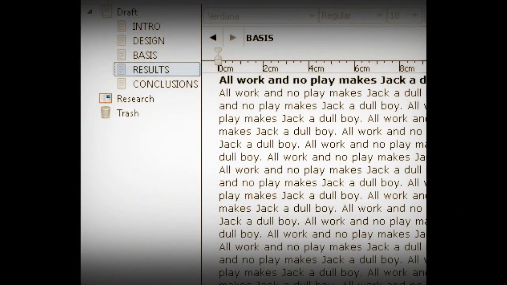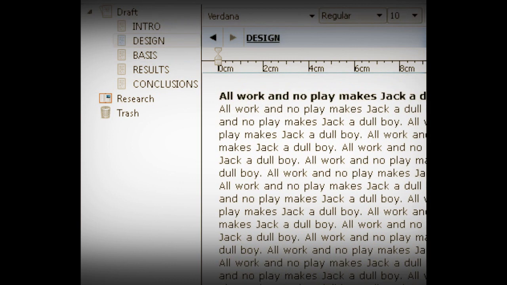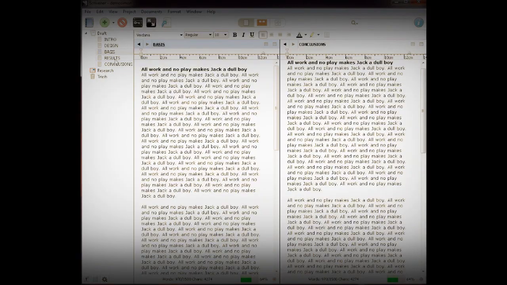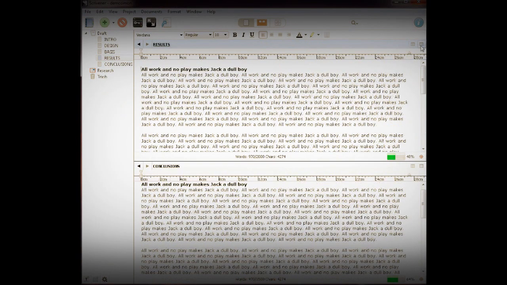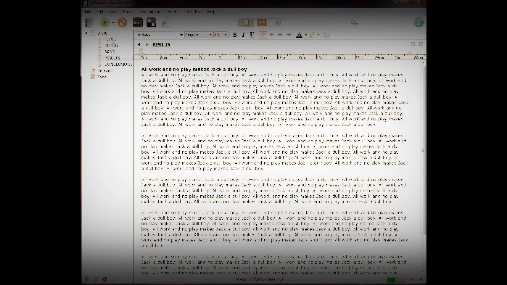Then finally, I write the conclusions while looking at the intro first, write through it one more time, looking at the design, write through it once again, looking at the basis, write through it one more time, looking at the results. Some of these cycles will mean no updates at all. Some of them will mean more major reworkings, but I always do it to make sure that the text is coherent.